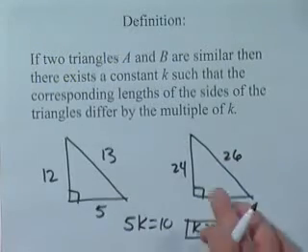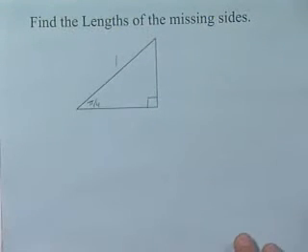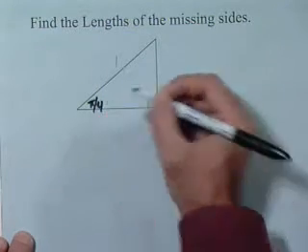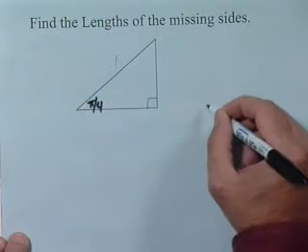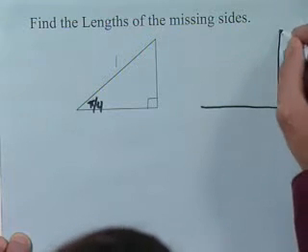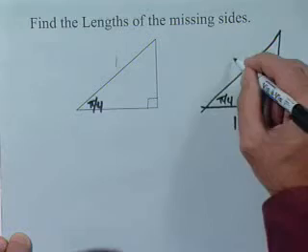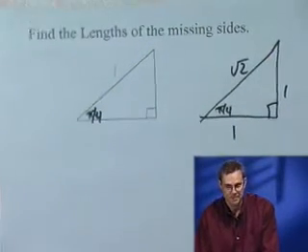Okay. Now, let's take a look at this problem. Find the lengths of the missing sides. Now we're given that this is a pi over 4 angle, so this is pi over 4. Now, remember, we do know that special relationship is 1, 1, square root of 2. Okay? This is the one we have to memorize.